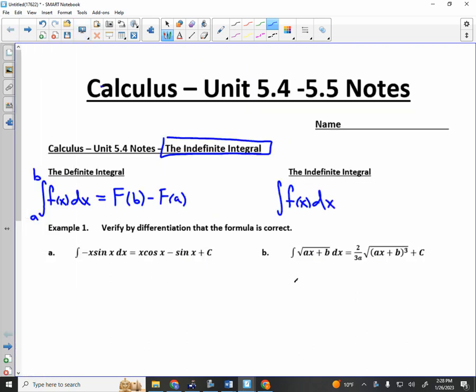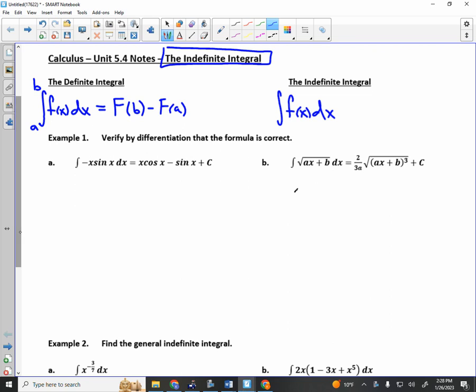So therefore, the antiderivative of f of x dx, the indefinite integral with no bounds, we say is big F of x plus some constant. And that's the big idea for today.